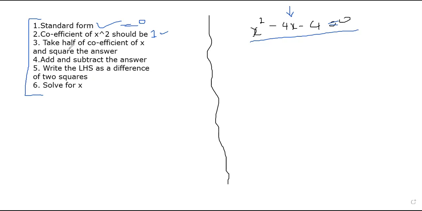Then the third thing would be to take half of the coefficient of x and square the answer. So it would be x squared minus 4x, right? But I said take the coefficient of x. The coefficient of x is 4, right? Half of 4 is 2. So you square the answer. You take half of 4, it's 2. Then you take 2, you square it. So 2 squared is 4.